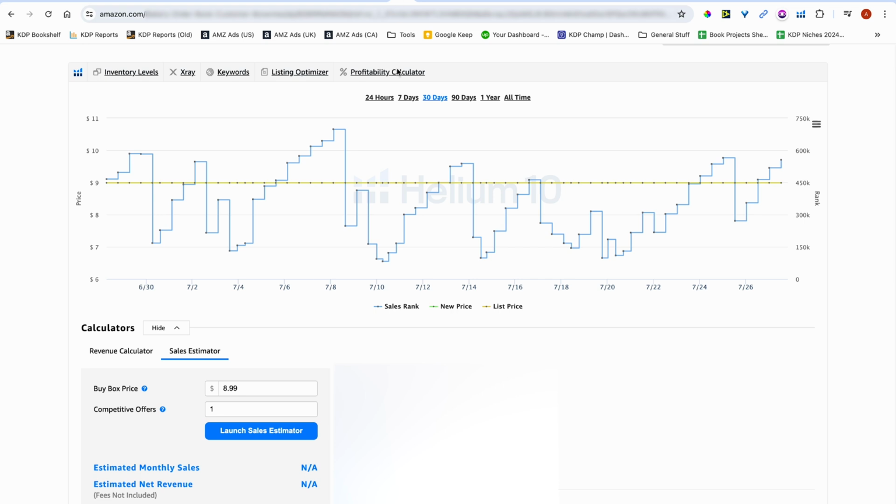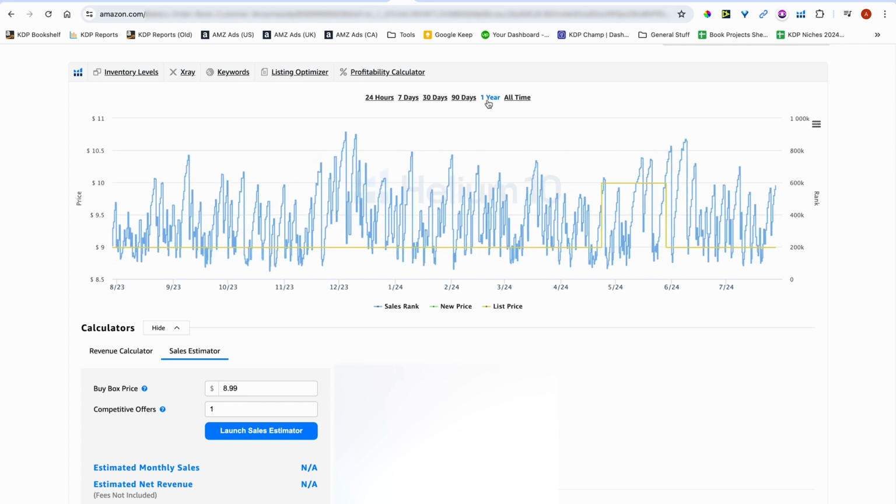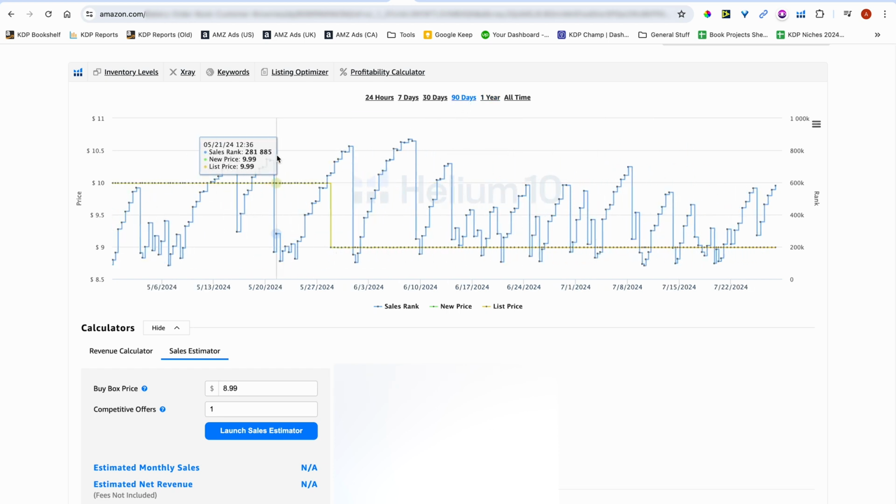Just over here, I've got another book of mine. If I go to 90 days or even 1 year, you can see that I've played around with the price of this book. It had been priced at $8.99 for quite some time until I decided to increase the price by $1 to $9.99. You can see that when I increased the price to $9.99, it started to lose traction. So based on this data, I decided to reduce the price once again to $8.99. And as you can see here, the sales for this book have recovered.